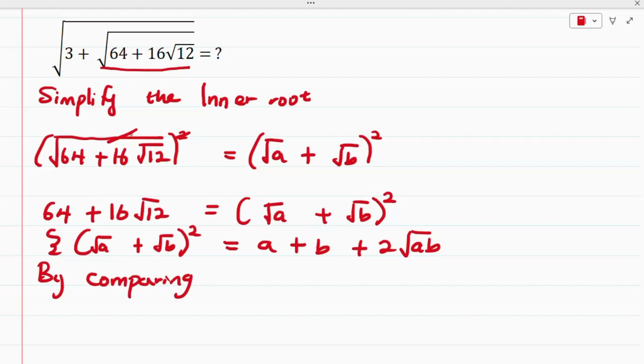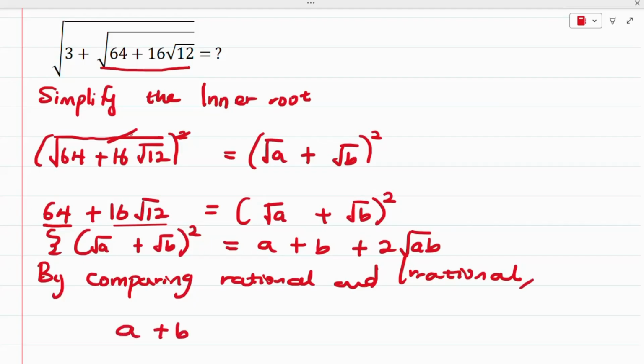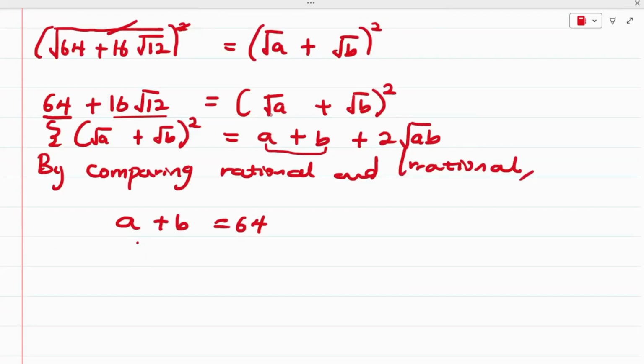So by comparing the rational and the irrational parts, we have the rational part to be 64 and the irrational part to be 16 root 12. So comparing the rational and irrational parts, we have a plus b, which is the rational part, equal to 64, and we have 2 into the root of AB equal to the irrational part, which is 16 root 12.